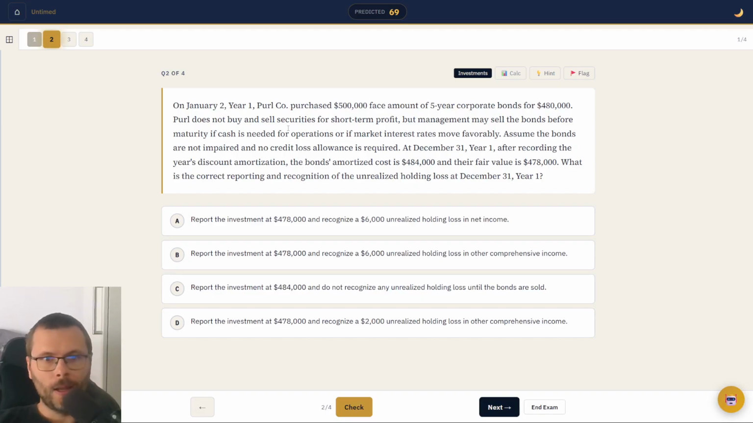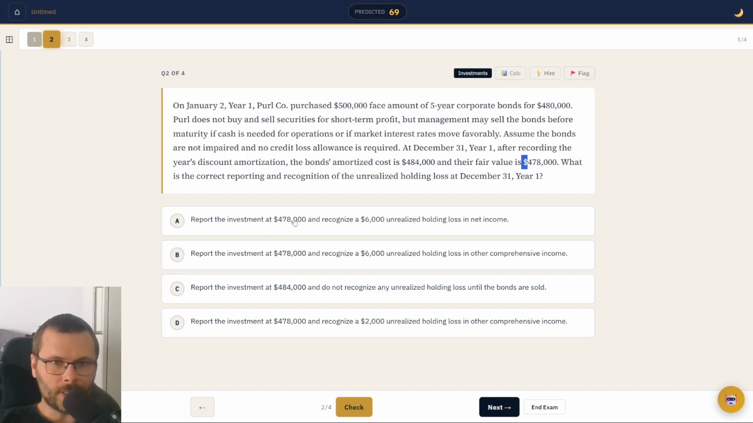It goes to OCI. So quickly look for a couple of the answer options that are either not at fair value or that have them booking the loss or gain to net income, because those can go. You want it to OCI. And the fair value 484, 478. So it's 478 to OCI.